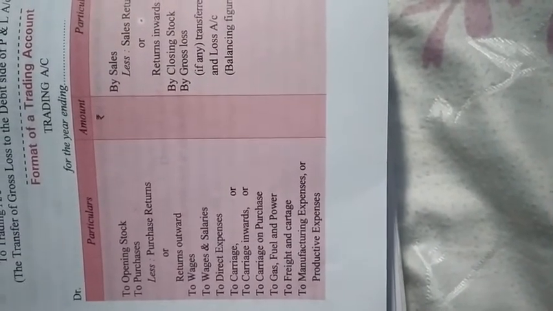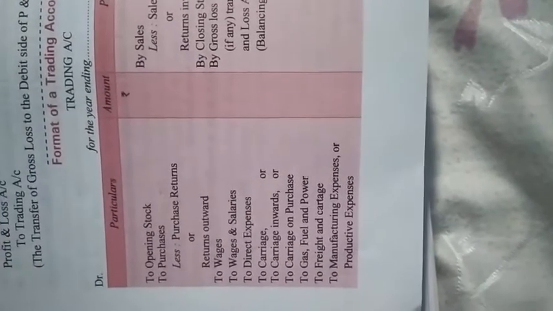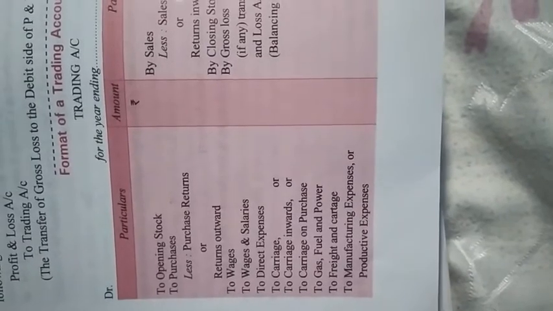Now, the next things which are to be noted on the debit side of the trading account are to wages. Wages are paid to the employees who help in manufacturing the goods. Okay, to wages, or wages and salary. To direct expenses.